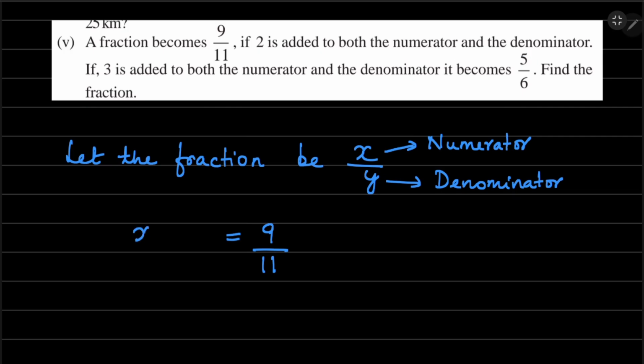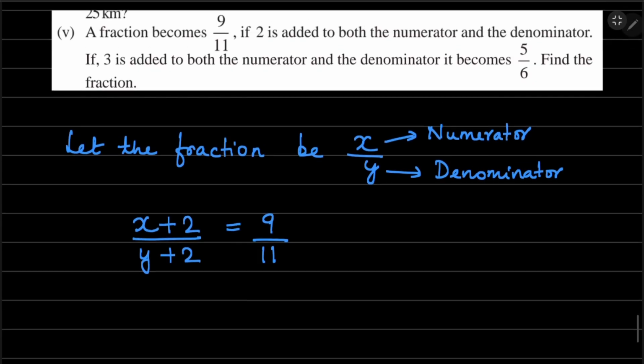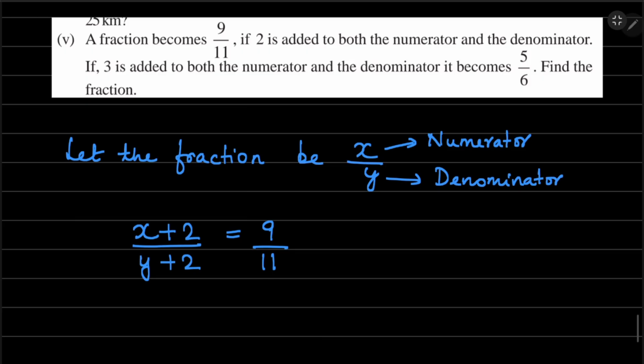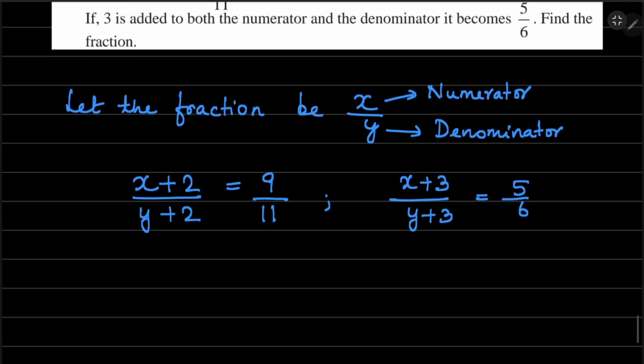So what is the new numerator? It is just x plus 2. You are adding 2 to both numerator and denominator. Okay, so this is the first one. The second one is if 3 is added to both numerator and denominator, so let's add 3. So x plus 3 by y plus 3, the fraction becomes 5 by 6. You have to find x and y. Okay, so let's do it.